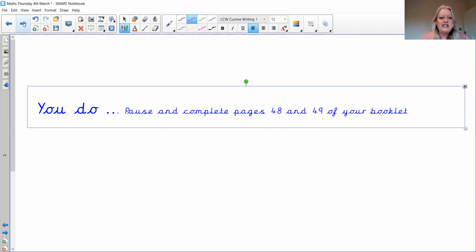So pause your video now to complete pages 48 and 49 of your booklet, which is just more examples of what we have just done.